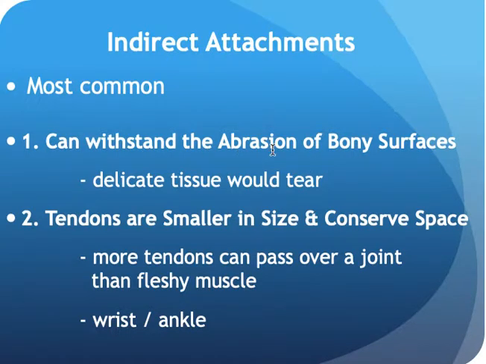So indirect attachments, again, most common. They can withstand the abrasion of bony surfaces, and that's really the main job of your tendons, right? That soft tissue, that muscle, if it had to rub on that bone and go across the bone all the time, eventually it would tear. Also, as we looked at with the ankles and the wrists, I can get a lot of tendons into a really small space, but I cannot get a lot of these big muscles into the space. So a lot of times, especially with the wrists and the ankles, the muscles that control those joints are going to be higher up, and then the tendons are the part that attach around the joint and allow me to create this kind of movement.